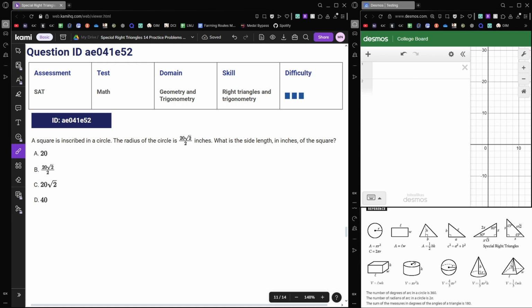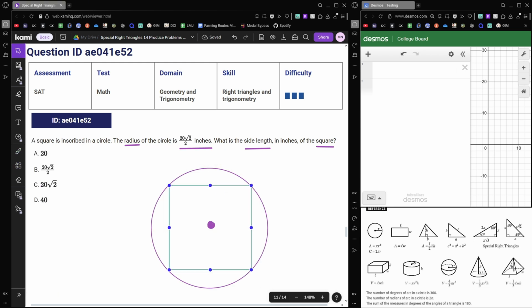Question number 11. A square is inscribed in a circle. The radius of the circle is 20 square root 2 over 2 inches. What is the side length in inches of the square? Alright, so here's my beautiful illustration. We have a square inscribed in a circle, which is literally just a square inside of a circle. And then this dot in the middle represents the center of the circle.